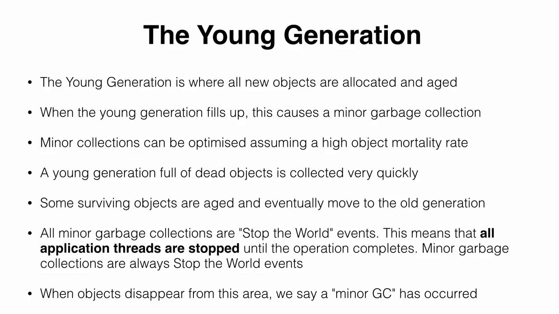All minor garbage collections are stop the world events. This basically means all application threads are stopped until that process completes. Minor garbage collections are always stop the world events, and that's quite crucial, so let's clean up these objects as quickly as possible. When objects disappear from this area, we say a minor GC, a minor garbage collection, has occurred.